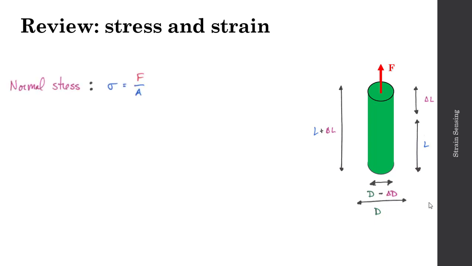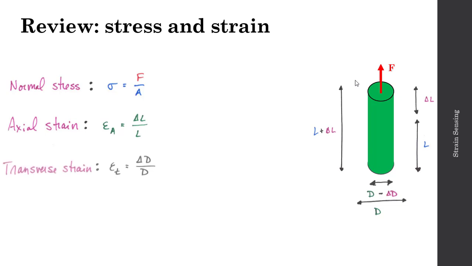The first one will be normal stress, that'll be sigma, and sigma will be equal to the force applied divided by the area in which it was applied to, so the area of the bar here. The axial strain, epsilon sub a, will be equal to the change in length divided by the length. So epsilon a will equal delta L over L. The transverse strain, epsilon sub t, will be equal to the change in diameter over the original diameter. So epsilon t will be equal to delta d over d.